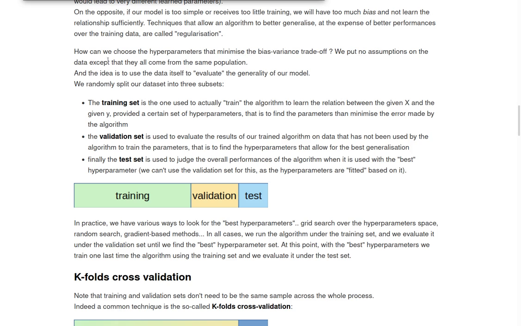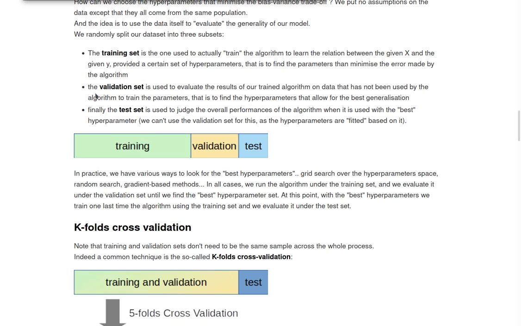So one idea is to split our dataset in 3 different subsets. The training set will be the one that is actually used to find the parameters of the algorithm, to train the algorithm to learn the relation between the x and the y. And this will be conditional to the hyperparameters that, again, are not touched during training. So this training set works conditional to the hyperparameters.